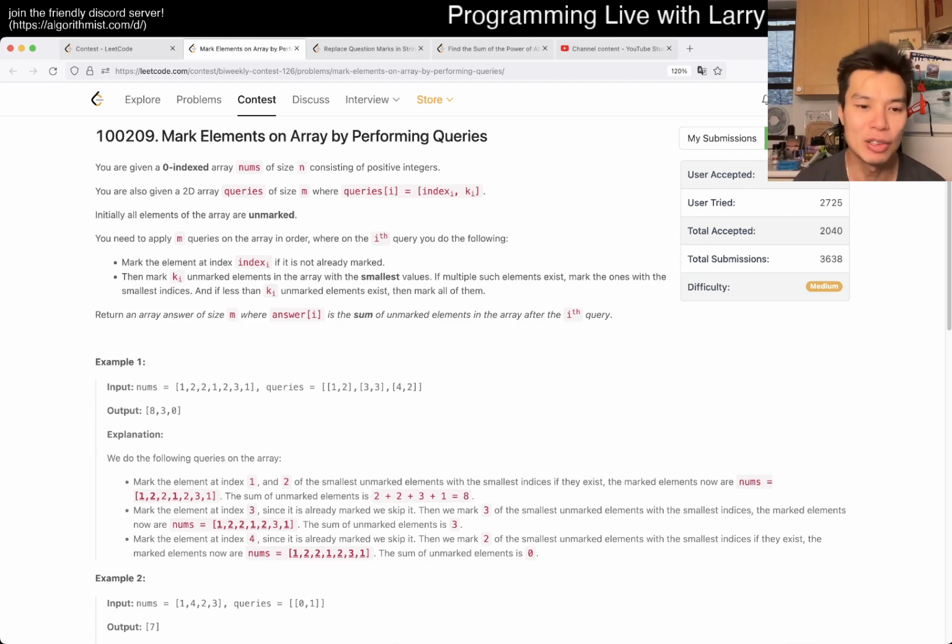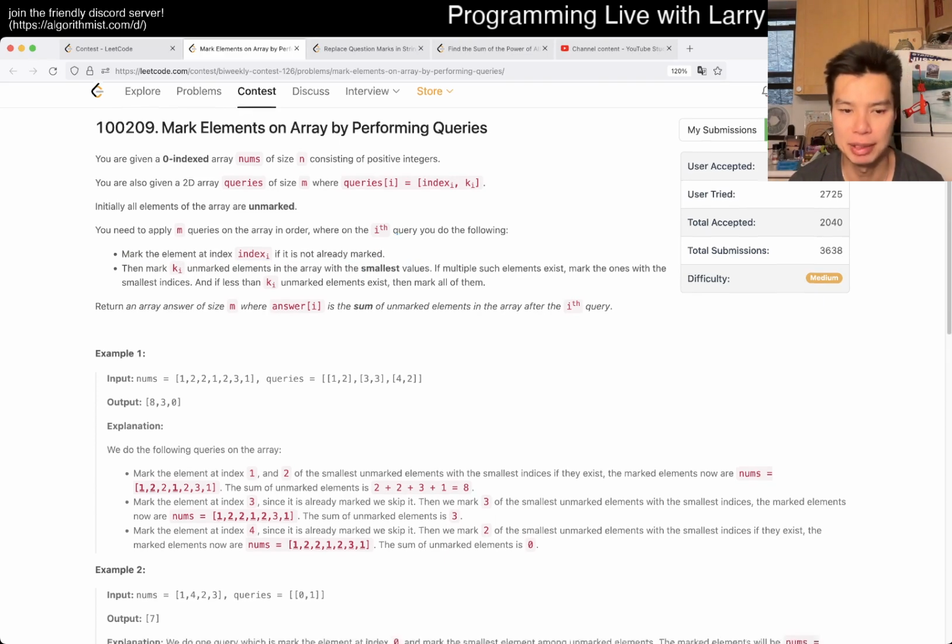Anyway, so this one, it's still just a simulation. It's just do what they tell you. The thing about this that should raise light bulbs is the repeated smallest value. As soon as I saw that, I was like, okay, you need some sort of heap, and you have to keep track of these things. And that's really the entire problem. You just have to keep track of things and keep it small.